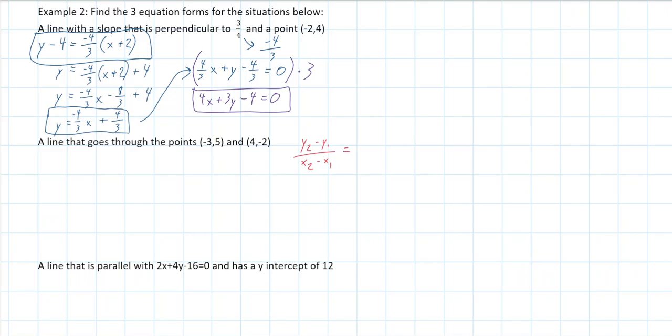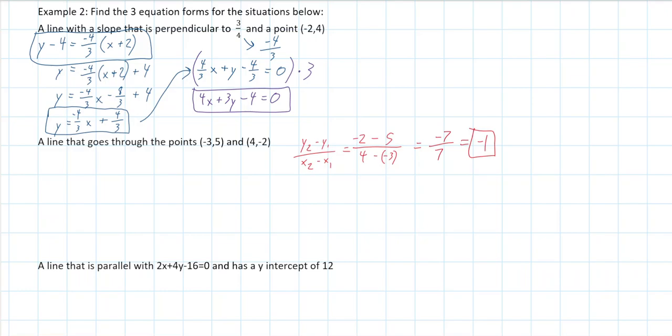So we're going to start with negative 2 minus 5 over 4 minus negative 3. So we're going to have negative 7 on top, and we're going to have 7 underneath. So we're going to have negative 1 as our slope. Okay, so that's our slope.